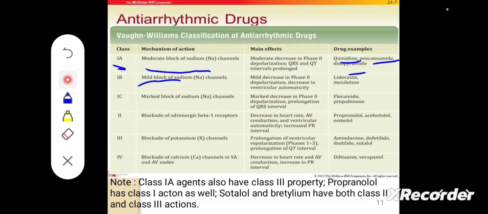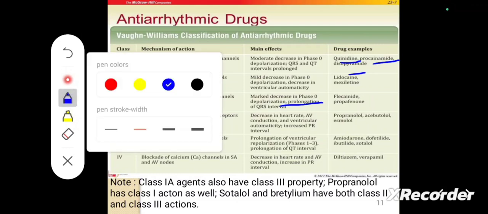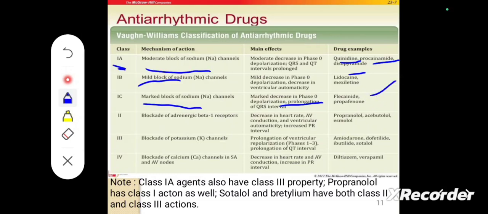Next subclass, that is class 1C. This is the marked sodium channel block. They do not have any effect on the potassium channels, they only block the sodium channels. So we can say this is a marked decrease in phase 0 depolarization and prolongs the QRS interval. What are the examples of this class of drugs? That is flecainide and propafenone. These are the examples of class 1C.